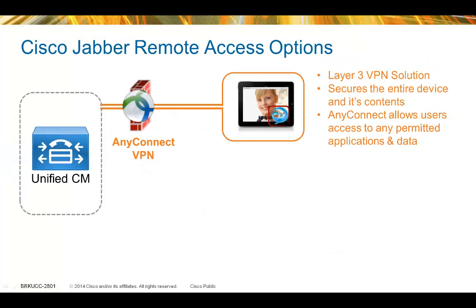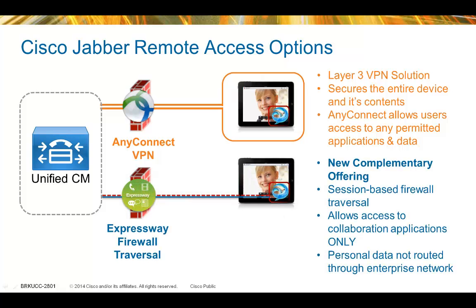Now, we've had AnyConnect for years, right? AnyConnect is not going away. These are complementary offerings. You guys know this. The idea with Expressway is session-based firewall traversal, only taking your Jabber traffic back through the enterprise, not your Twitter, your Facebook, all the end users, all that other traffic you don't want to clog your access circuit with. It's not going through. We're just securing the application layer via TLS and SRTP. So this is a great option to have.